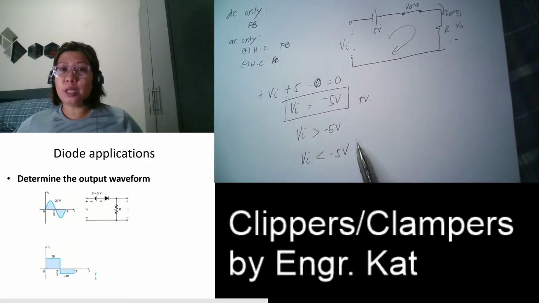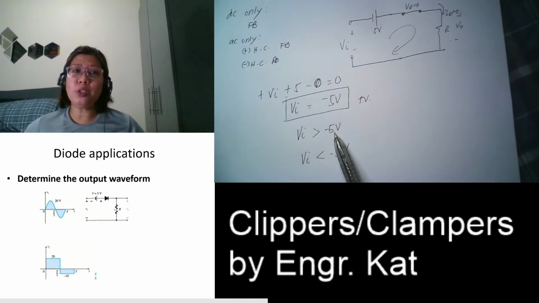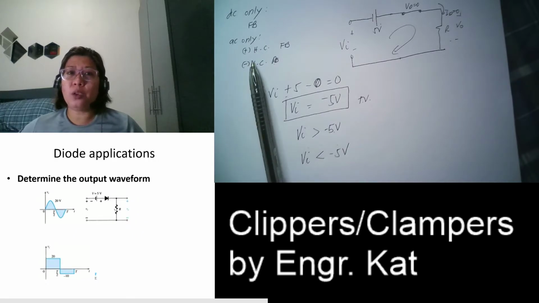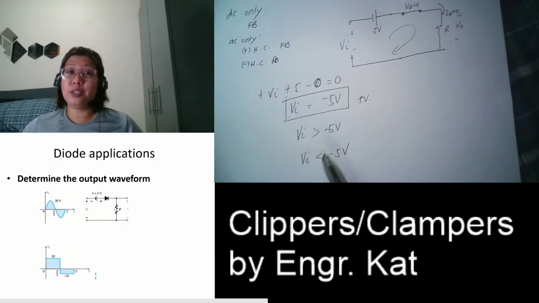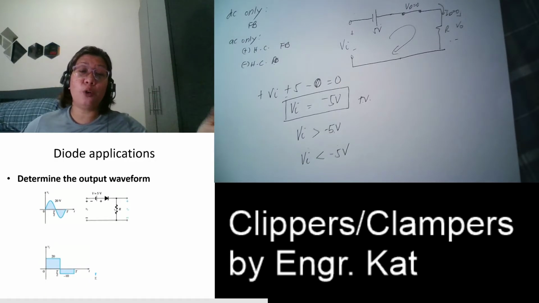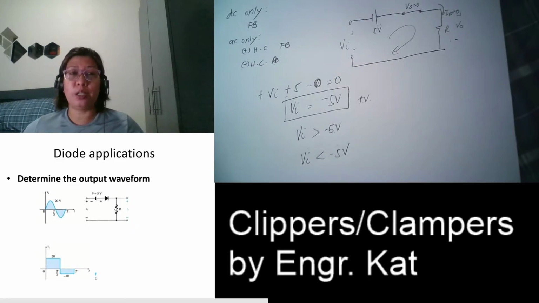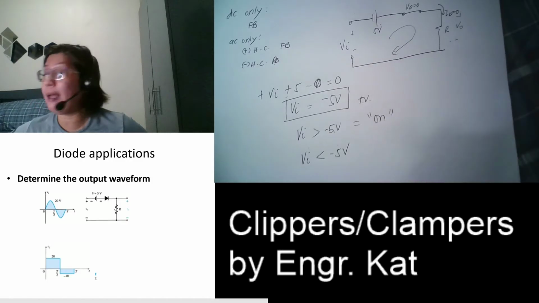What are the voltages that are greater than negative 5 volts? Those include your positive half cycle, and during your positive half cycle, automatically our diode is in the forward bias mode. So every time that your VI is greater than negative 5 volts, that is negative 4, negative 3, or even 0. 0 is greater than negative 5. 1, 2, 3 up to 20. Those are greater than negative 5. So in this case, we can say that your diode is in the on state.